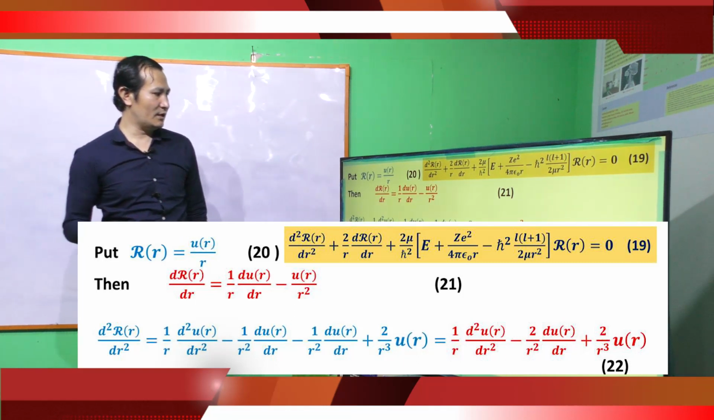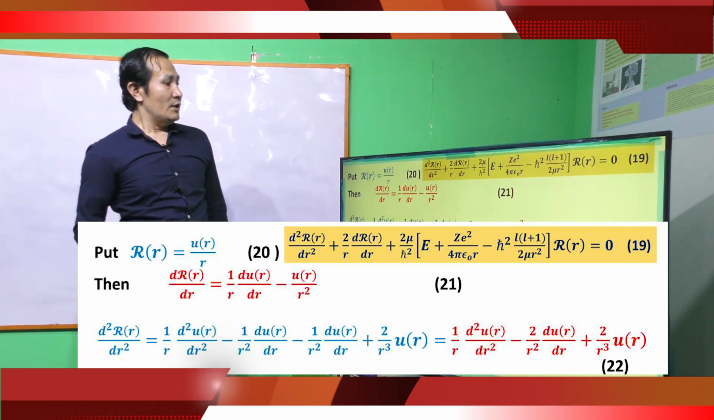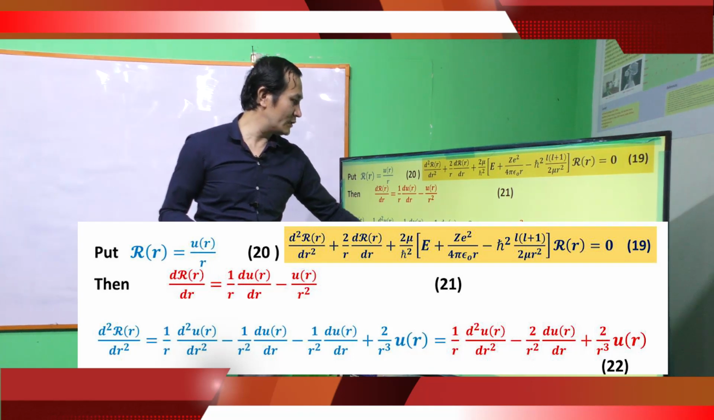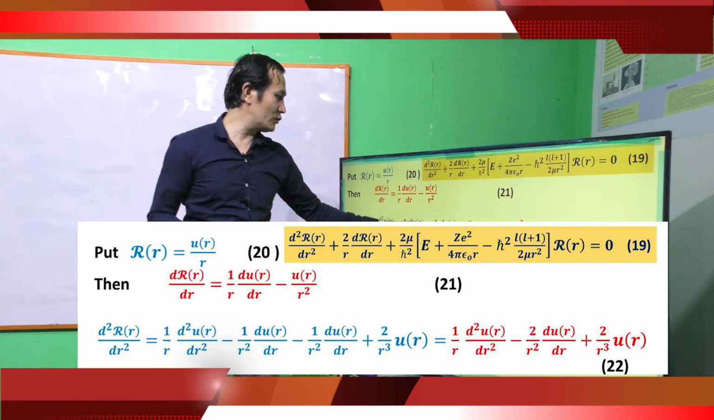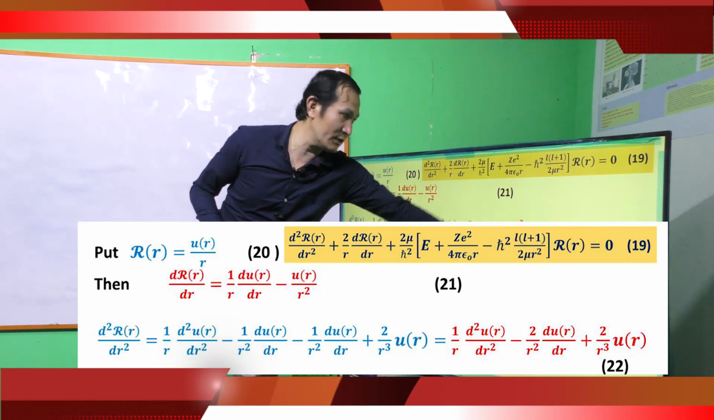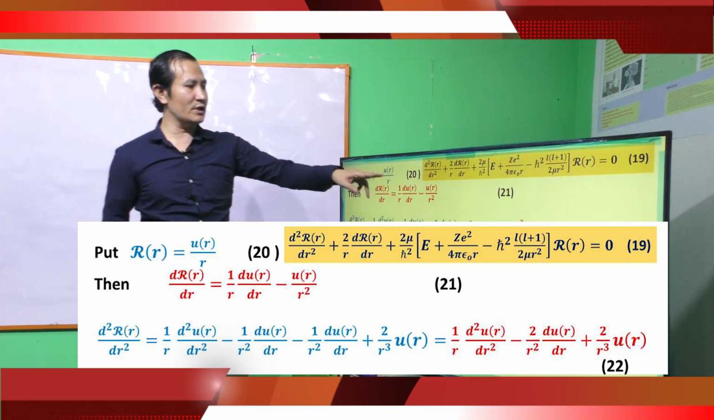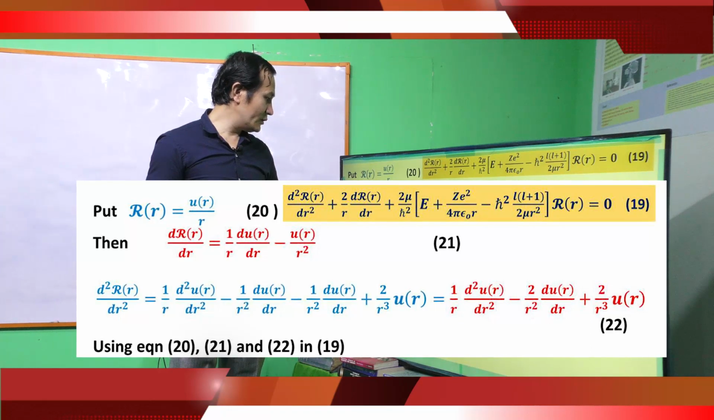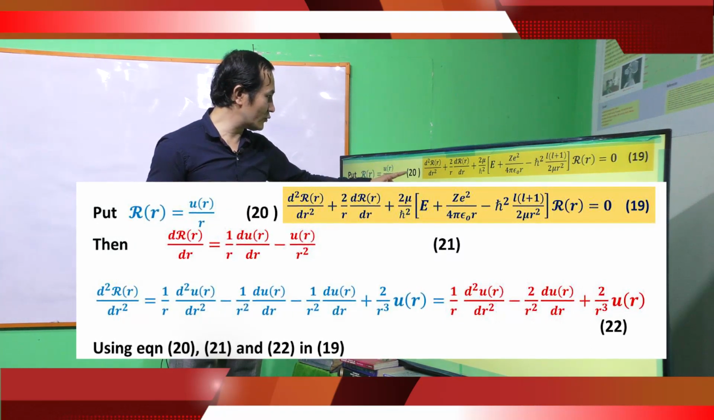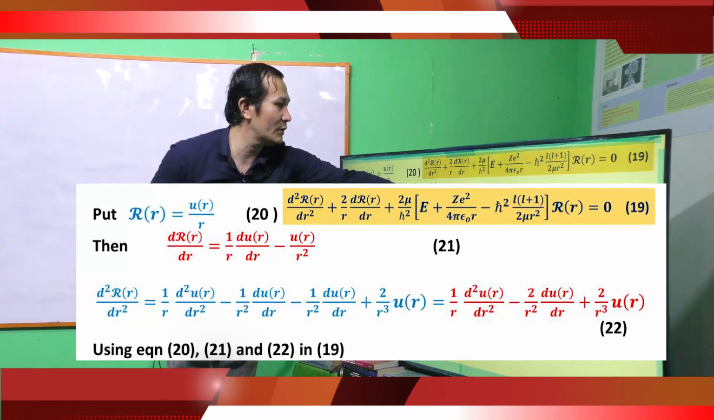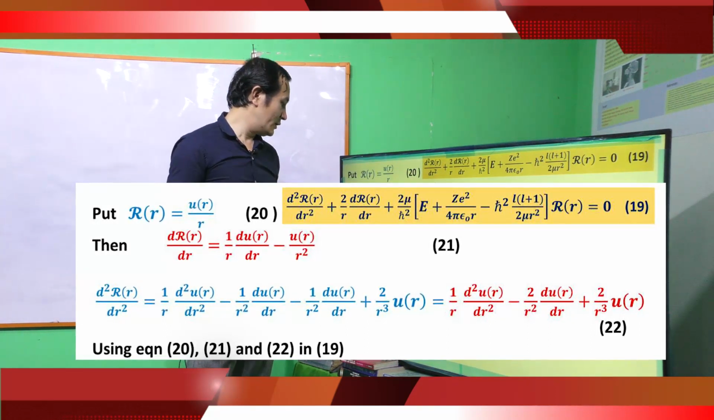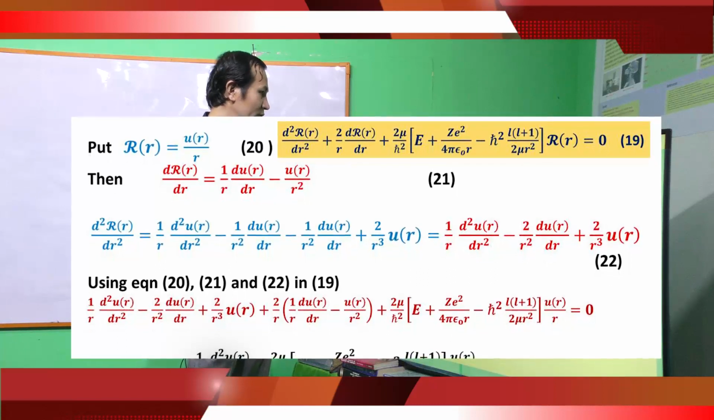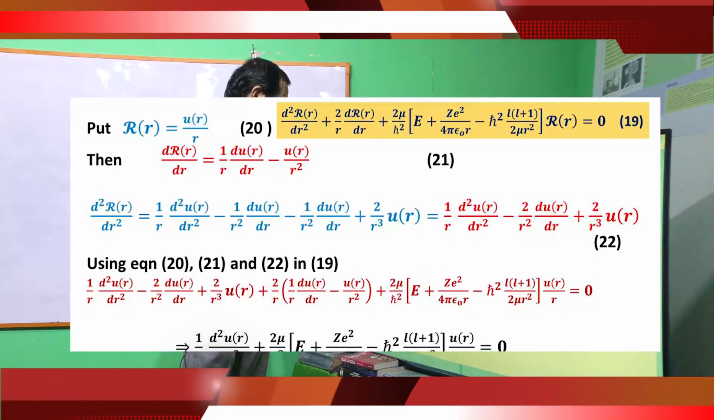Then I need not explain it much. So you simplify the first step and group it, these two and these two that contain du by dr. After grouping, you get the second one. So only that thing is done, and I call it equation number 23. Now using equations 20, 21, 22 in equation 19, I get this expression.